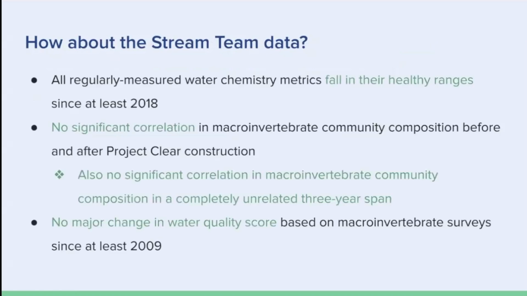So how about the stream team data? Again, all regularly measured water quality metrics fall in their healthy ranges since at least 2018. There was no significant correlation in macroinvertebrate community composition before and after Project Clear construction, but there was also no significant correlation during a completely unrelated, even shorter time span. And there was no major change in water quality score based on the macroinvertebrate surveys since at least 2009.